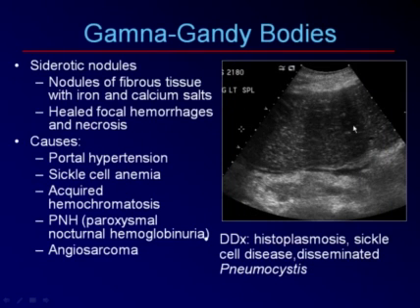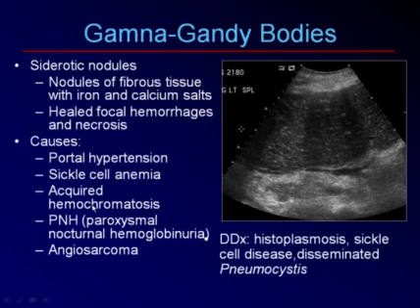Now, spots and dots in the spleen can also be caused by something called Gamna-Gandy bodies. This is known in MRI, but occasionally can be picked up on ultrasound. These are siderotic nodules of fibrous tissue that contain iron and calcium salts. That's why they're picked up on MRI. And these are actually little healed focal hemorrhages with necrosis. That's why they become hyperechoic. When you see these, you have to think of portal hypertension. Sickle cell anemia is probably the next most common cause.